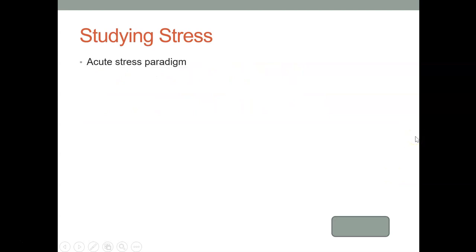One way to study stress is to have a researcher bring people into a lab, a participant into a lab, and expose them to a situation or have them engage in a task that produces stress. And this is what's known as the acute stress paradigm. So it's pretty artificial, but you bring a person into a lab and you subject them to something that will likely induce stress. Now, in the old days, they used to use a lot of physical stressors, and one example of that is the cold pressor task.